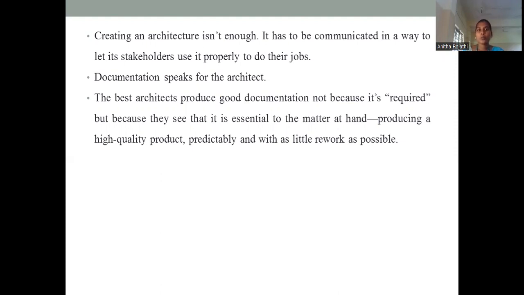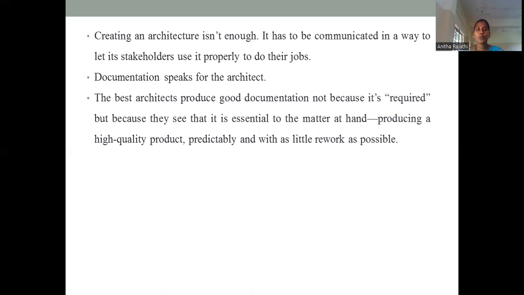So the documentation process is more important. You design your architecture for your system, and that architecture is to be documented so that it can communicate to the stakeholders in a proper way. If you design an architecture and give good documentation, it will be very easy for another person who is new to the application or new to the software architecture to understand it easily.